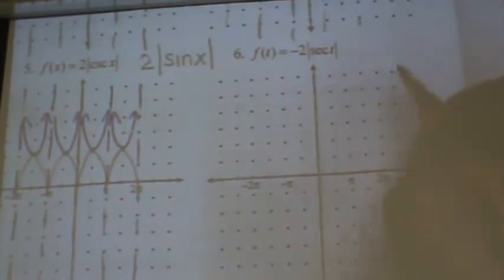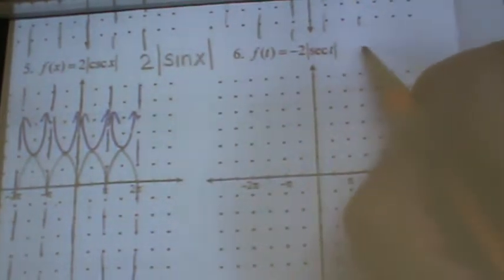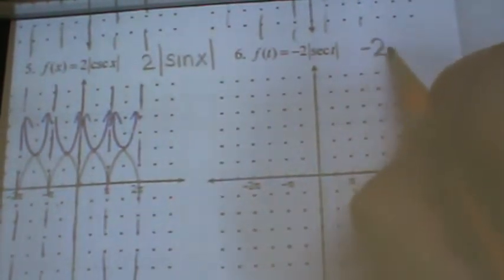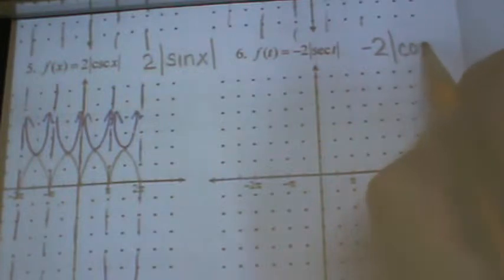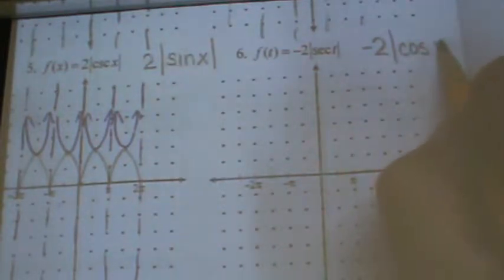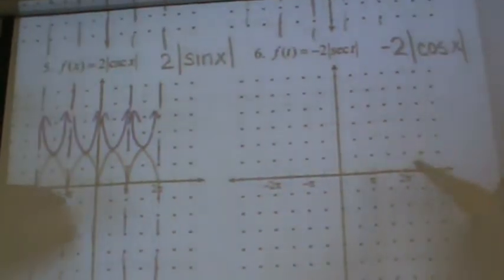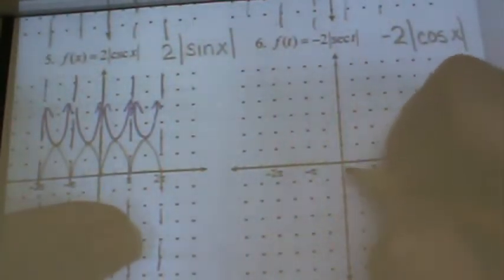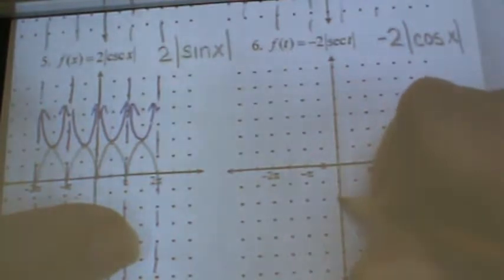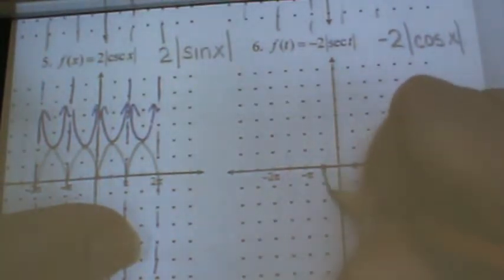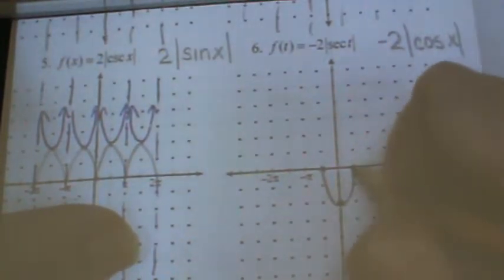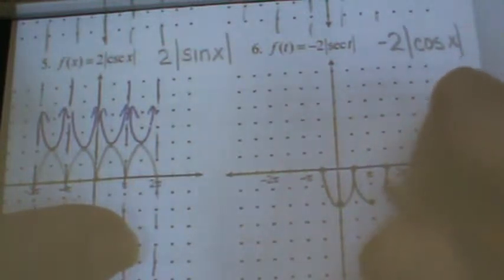Tell me what to do. Okay. Graph what? What would that look like? It's gonna be upside down, amplitude of 2. It's like this. Upside down.